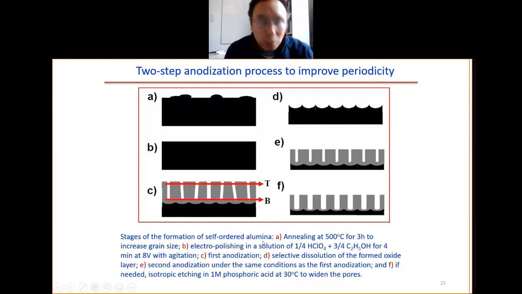So what do you do? First, you anneal the aluminum sheet at 500 degrees for 3 hours to increase the grain size. With bigger grains, you have fewer grain boundaries. Then you do electropolishing in a solution of HClO4 and ethanol for 4 minutes at this voltage. So you polish it and make it smooth.